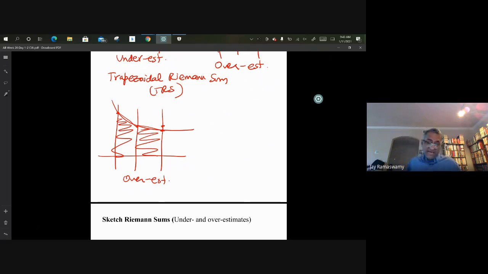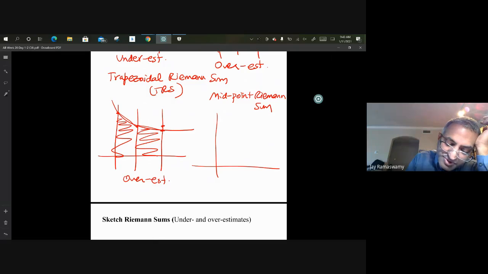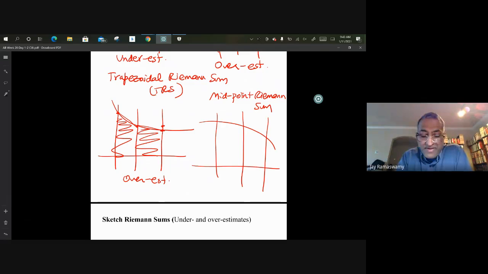Finally, let me show you what is called a midpoint Riemann sum. There are four of them we'll learn. This time, let us draw a weirder graph. How about like that? First step, draw parallel lines. That's always the first step. Draw parallel lines. Now pay very, very close attention to what's going to happen next.